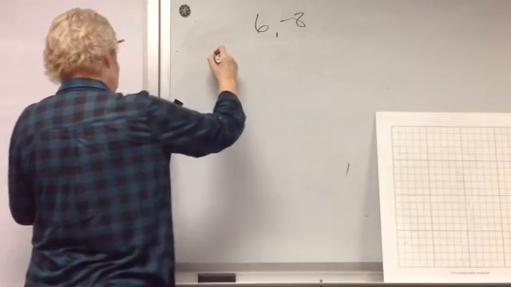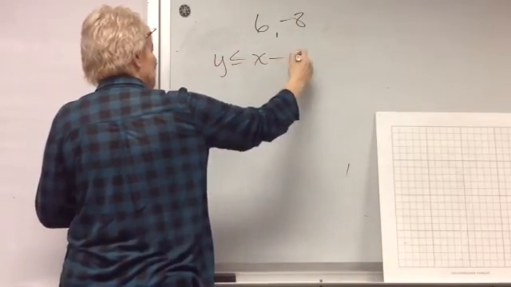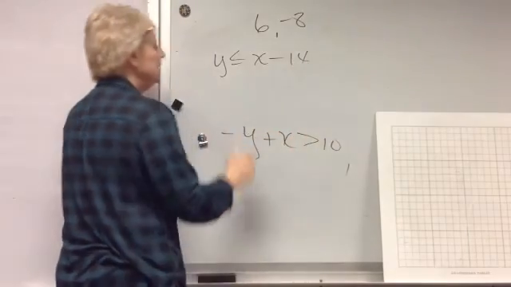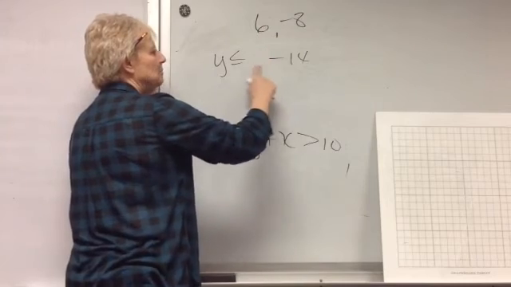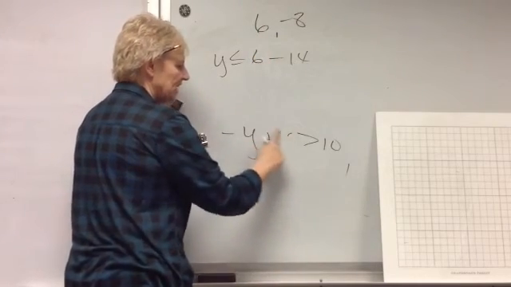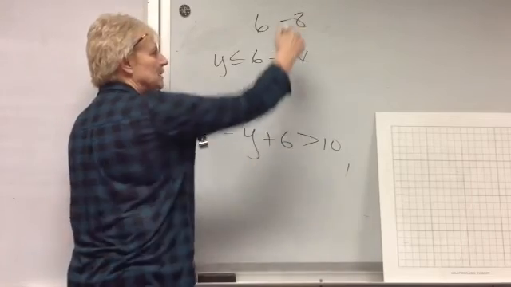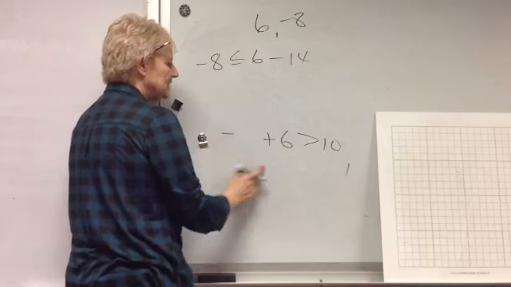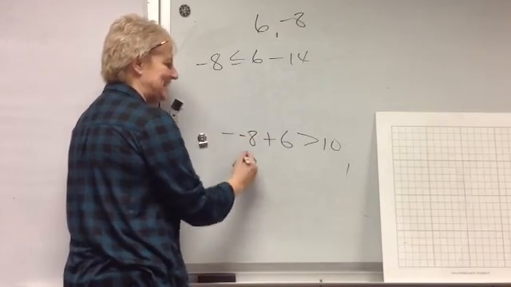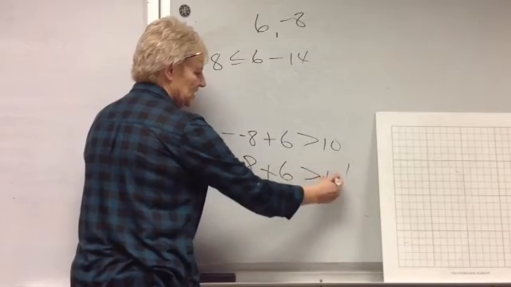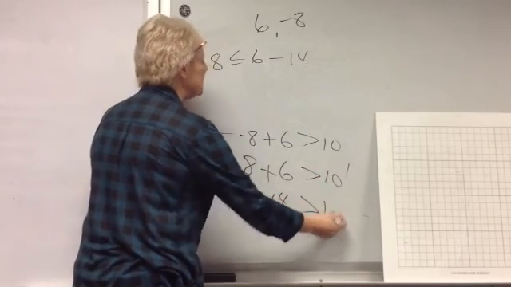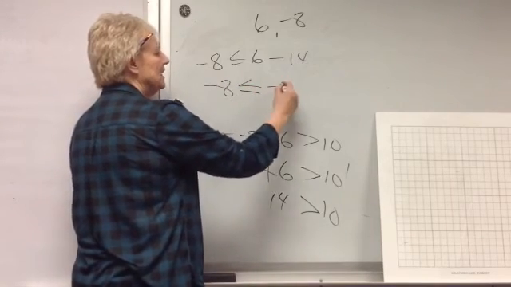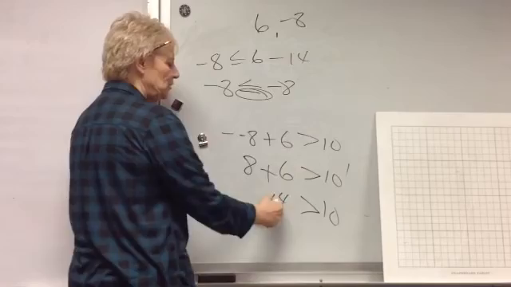Okay, on the first one, y is less than or equal to x minus 14. Negative y plus x is greater than 10. All right? Erase the x and put a 6. Erase the x and put a 6. Erase the y and put negative 8. Well, that's 8 plus 6. 14 is greater than 10. Negative 8 less than or equal to negative 8. Because of that, it's true, and that's true.